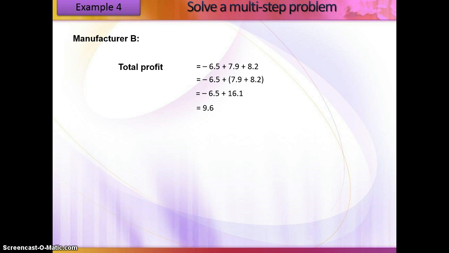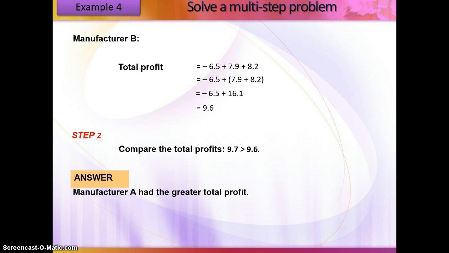So we will compare next the total profits of both manufacturers. So 9.7 is greater than 9.6. Therefore, manufacturer A had a greater total profit.